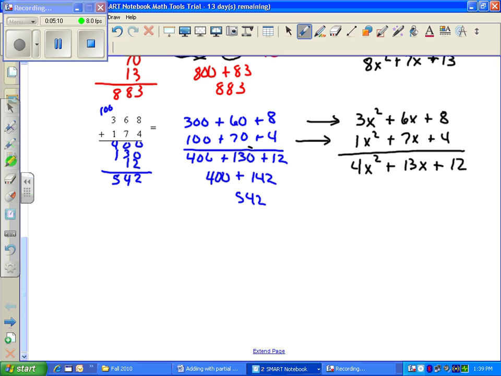Notice how they match here. 130 is the same as 13 tens. If you had 13 $10 bills, you'd have 130. So that's the algebraic bridge from the addition process, from expansion or decomposition into algebra.